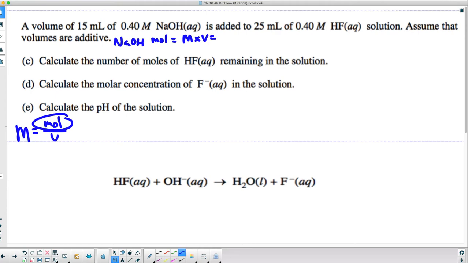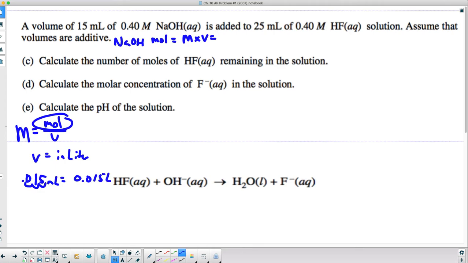So let's do this one first. I have to change the volume though. Volume must be in liters, so for the first one, it's 15 milliliters. I move the decimal place 1, 2, 3 places to get my number of liters, so 0.015 liters. Okay, so that's how I have to do all that.